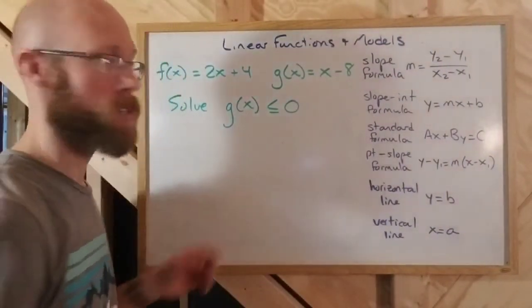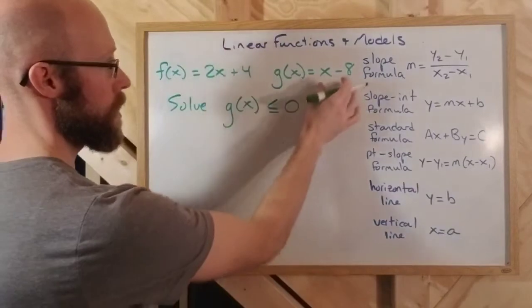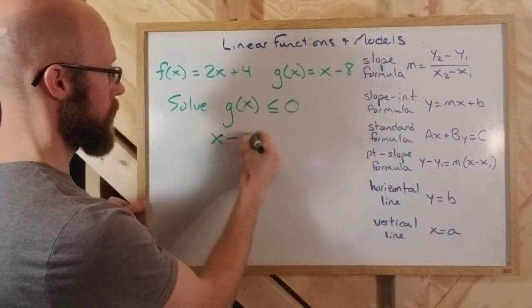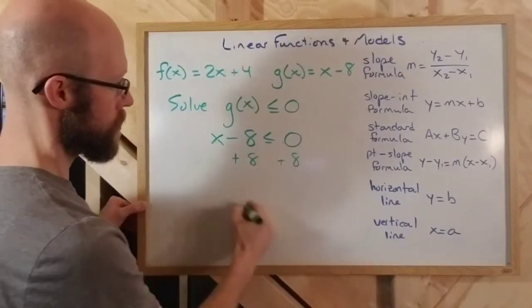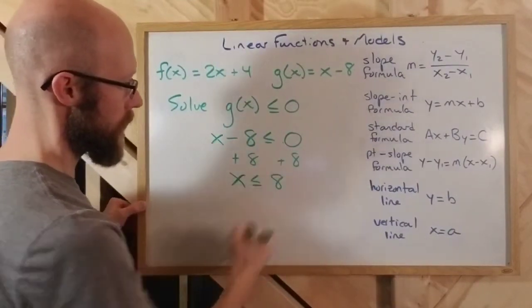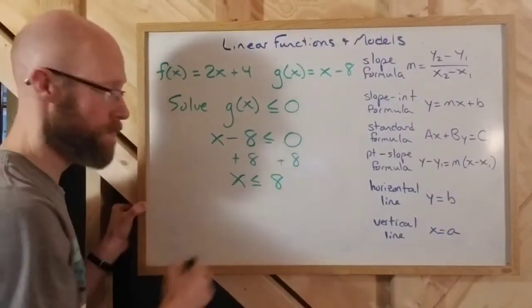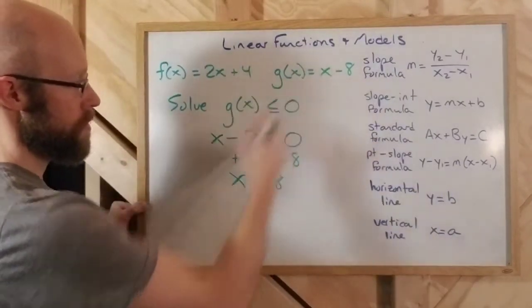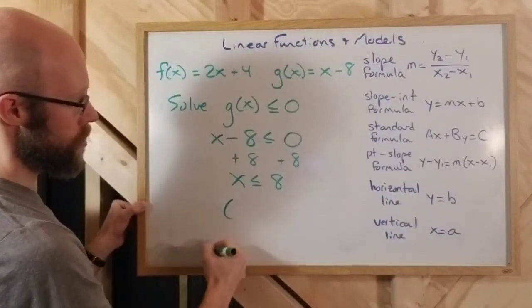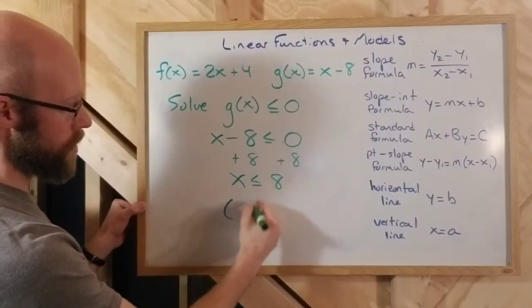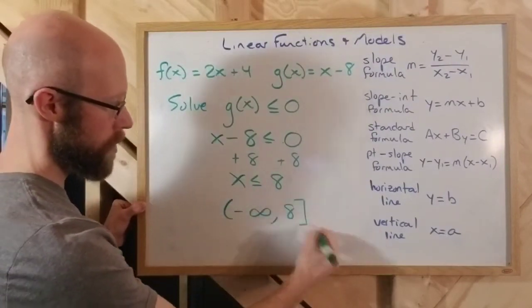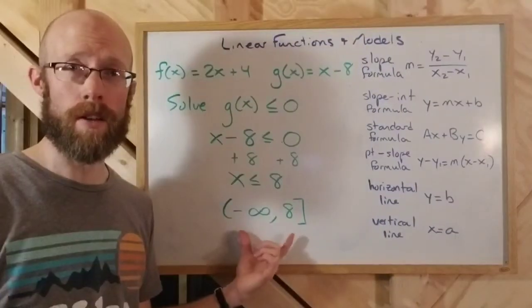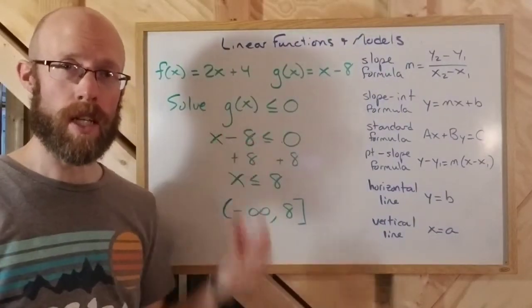So g of x less than or equal to 0 is just taking x minus 8 less than or equal to 0. Add the 8 to both sides, you get x less than or equal to 8. This is our interval, and this is our solution to that inequality. So x less than or equal to 8 is negative infinity up to 8, including the 8. So this interval solves the original inequality.